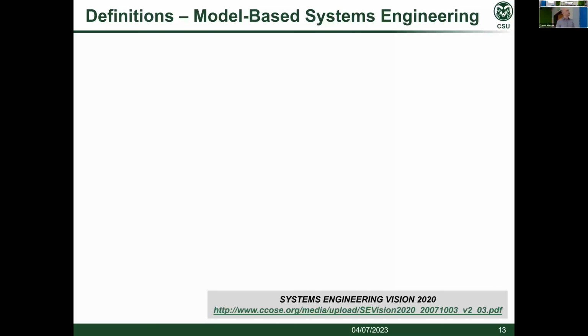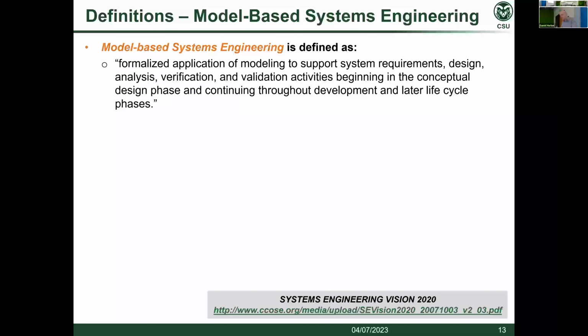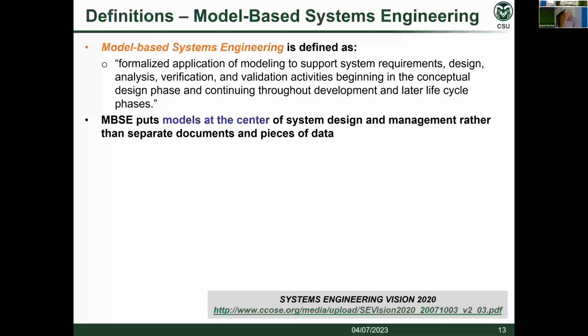Okay, so continuing now on our definition train, let's talk about model-based systems engineering, as this is a key aspect that comes up in the context of digital engineering. It's related to, but different, and especially thinking of the system engineering perspective in particular here in this talk. Model-based systems engineering is defined as the formalized application of modeling to support system requirements, design, analysis, V&V activities, beginning in the conceptual design phase and continuing throughout development and the later lifecycle phases. So the key aspect here is the modeling to support a bunch of things. MBSE puts models at the center of system design and management rather than separate documents and pieces of data.